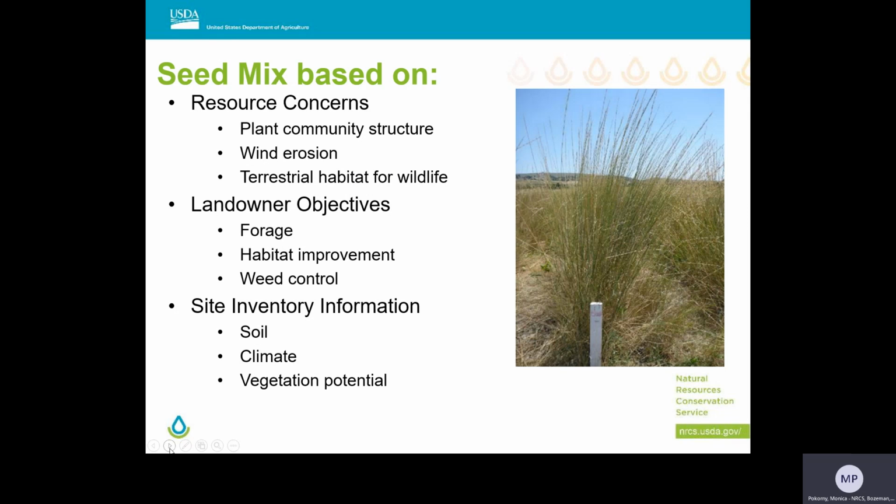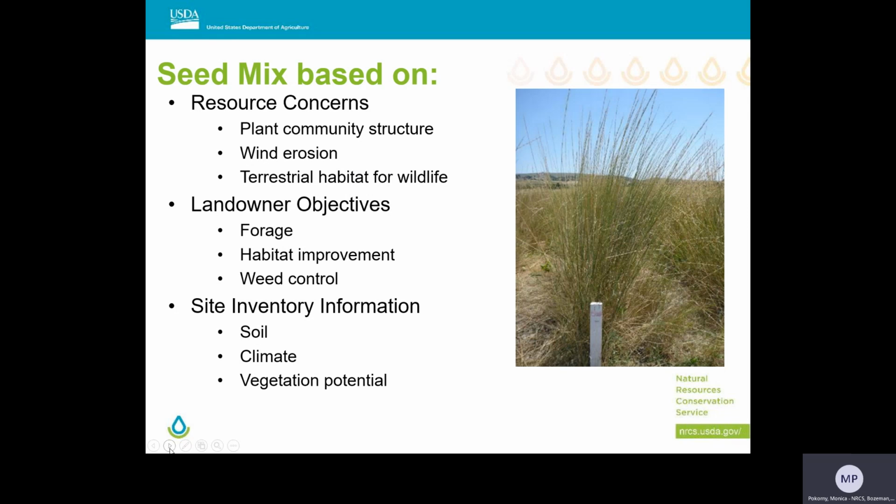So the seed mix is going to be designed using the information you gathered in the planning phase of the project, including information on resource concerns and landowner objectives and site characteristics. And these are topics we discussed in the previous webinar. There's a lot of different resource concerns you might have on a site. For example, there might be plant community structure concerns or wind erosion or terrestrial habitat that you might want to improve for wildlife. Similarly, a site might have multiple objectives, and there could be one of many.